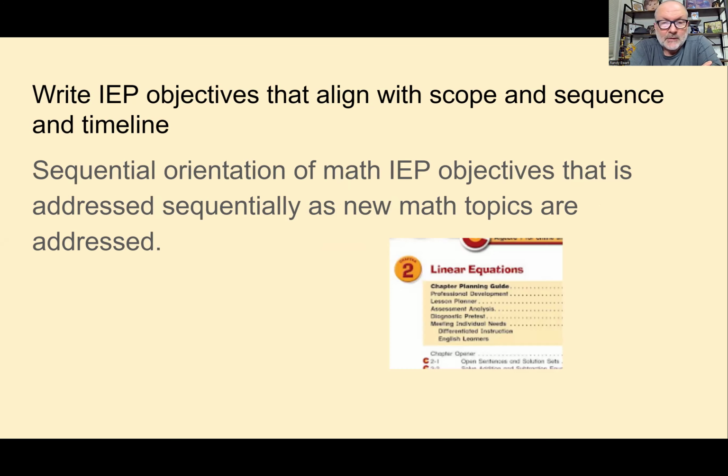And then I also like there to be a sequential orientation of the objectives. So when we wrote some at a special ed school where I worked, we had one math objective for maybe about every 2 months. And it mirrored what the general ed classrooms would be doing. So, for example, if the unit is linear functions or linear equations, then there would be an IEP math objective addressing linear equations, and that would be the only objective being worked on at that point.